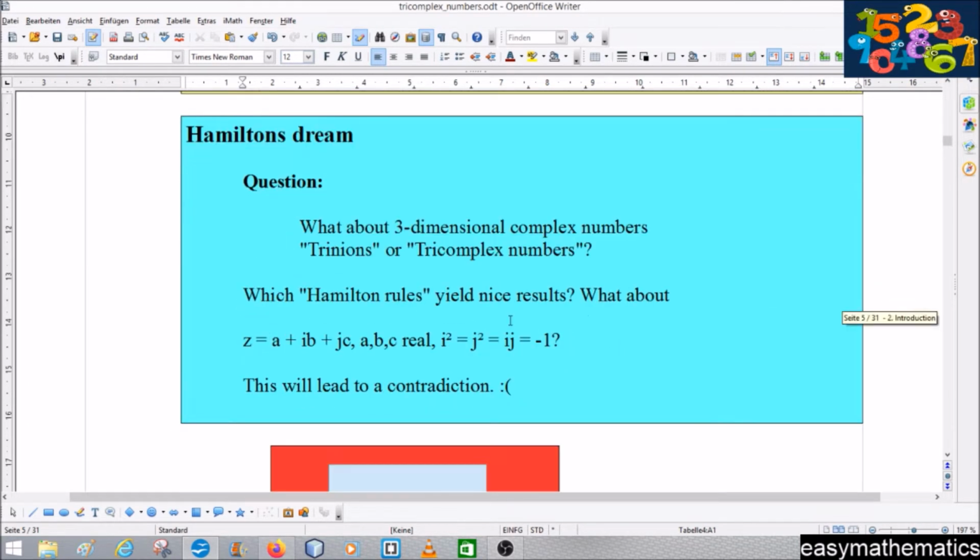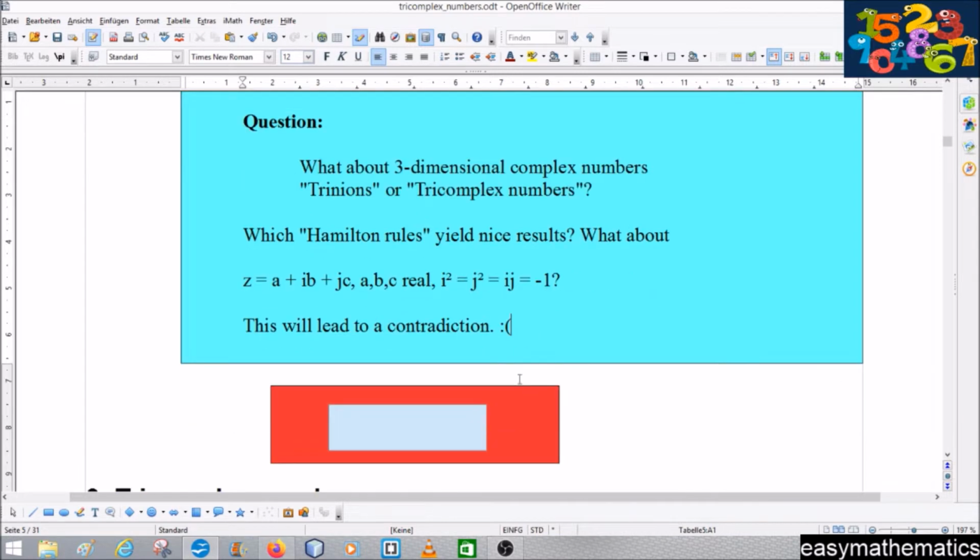And Hamilton had a dream. He thought about, what about three-dimensional complex numbers, trienions or tricomplex numbers? And the question for him was, which multiplication rules do I need to have some nice structure? And we could think about a tricomplex number set of the form a plus ib plus jc, where a, b, c are real, and I squared equals j squared equals I times j equals -1. But if you play around with these multiplication rules, we will see that this will lead to a contradiction, and I leave the details for you.